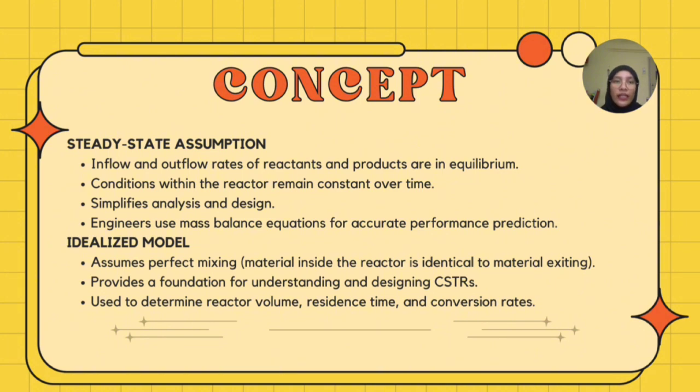And the last one, the idealized model. The idealized model of a CSTR assumes perfect mixing where the material inside of the reactor is identical to the material existing in it. While real reactors may differ from this ideal behavior, the model provides a valuable foundation for understanding and designing CSTR. So engineers use this model to determine crucial parameters such as reactor volume, residence time, and conversion rates.